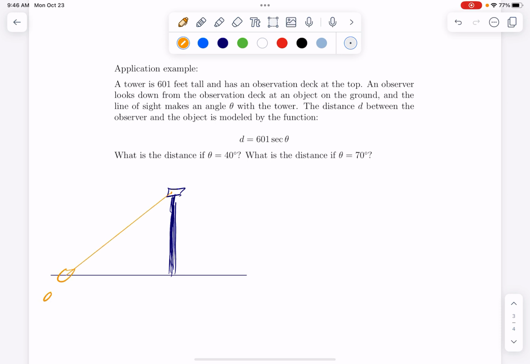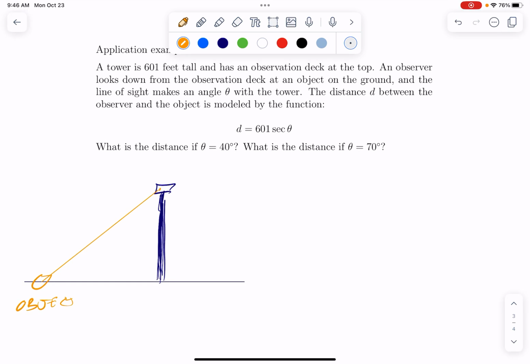And someone up here in the observation deck is looking at an object down here. So here's the object. And as they look down, their line of sight, that's what I've put in the orange here, makes an angle of theta with the tower. And then D is this distance, and the height of the tower is 601 feet. So you can just take it as a given that this is how D and theta are related to each other. We'll explain that later on.